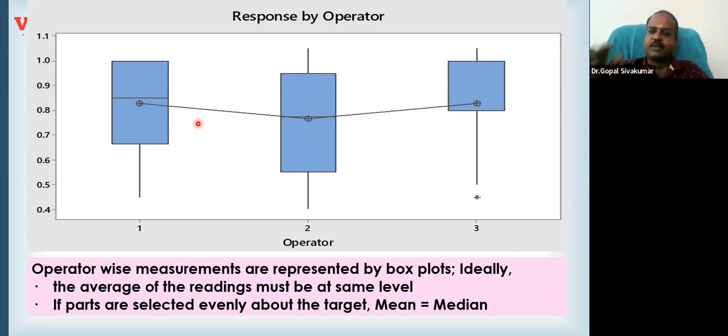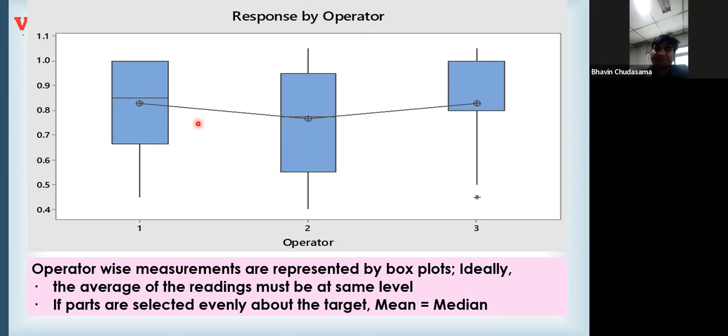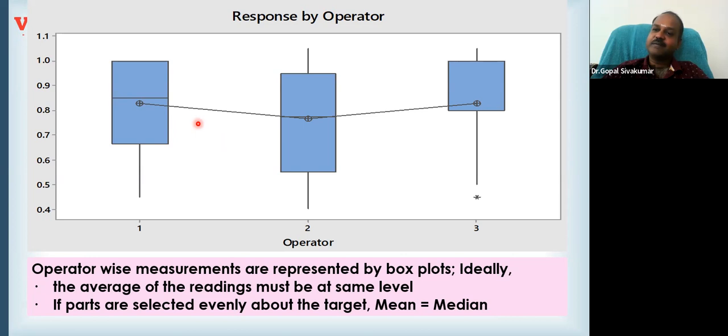Let us say there are 3 numbers, 5, 6, and 7. What is the mean here? 6. What is the median here? 6. That's all. It is so easy. You can set it. Select parts in a way that mean equals median. Then only you can correctly tell operator 2 is doing better. Otherwise, you do not know who is doing better. Hope all of you understand my point.